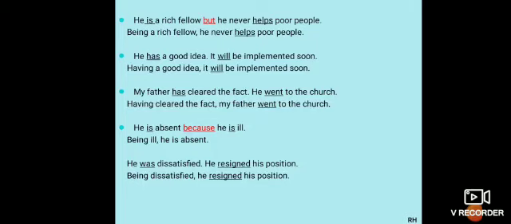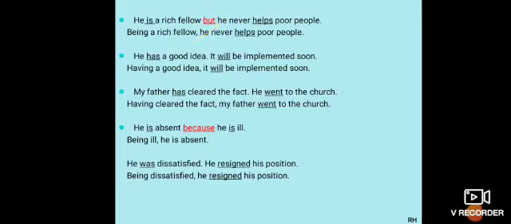He is a rich fellow, but he never helps poor people. Now, is is the first finite verb and helps is the second finite verb. Because it is is, I'll be using being. So it is: being a rich fellow, comma. Because a conjunction is used, the full stop won't be there. In the place of the conjunction, you will put a comma. He never helps poor people, full stop.